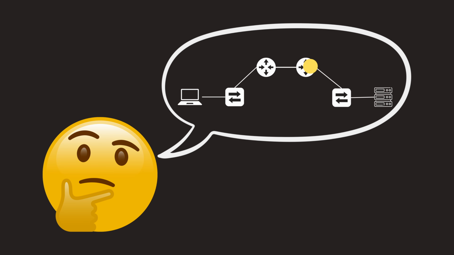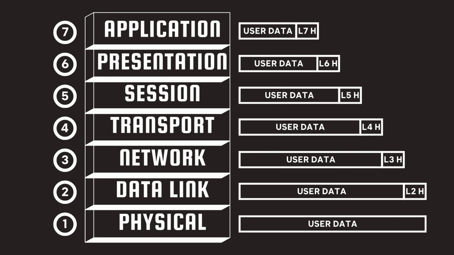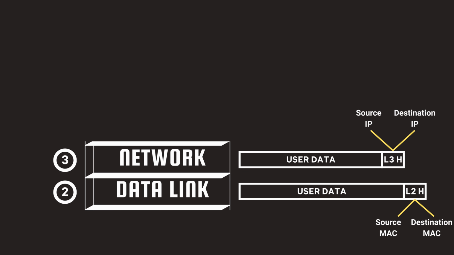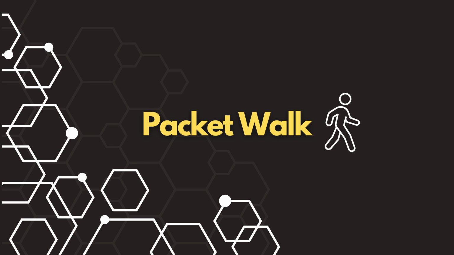Have you ever wondered what happens to your data when it travels across the network? It's encapsulated in multiple headers, but most of them are consistent from source to destination. The ones that are changing are IP and MAC addresses. So in this video, we will do a packet walk focusing on these parameters.